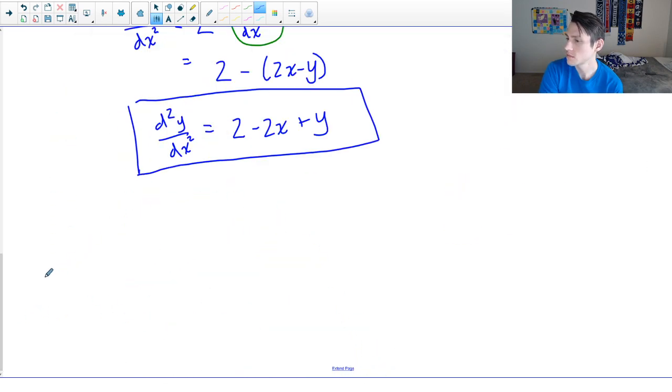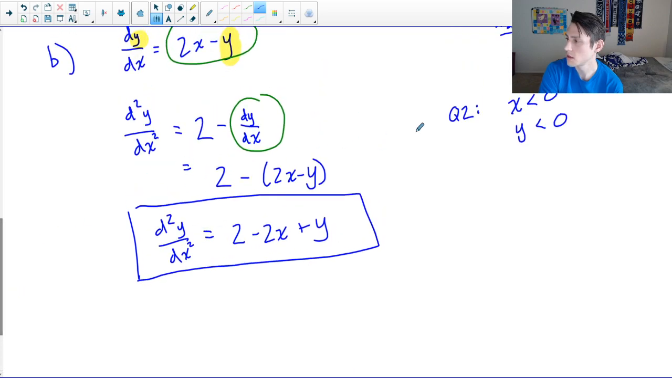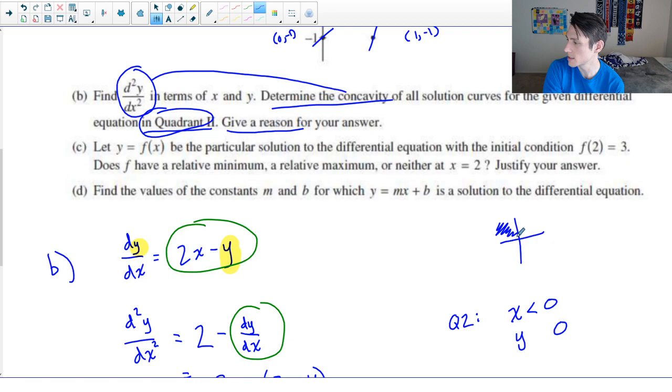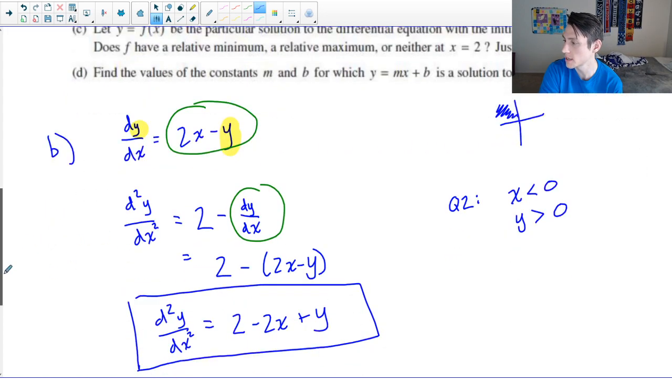Okay, so I made a mistake over here. All right, for quadrant 2, x is less than 0. I'm on the left side of the x-axis, but y is a positive number, right? This is still above the x-axis, so these y values would be positive. So x is negative, y is positive.